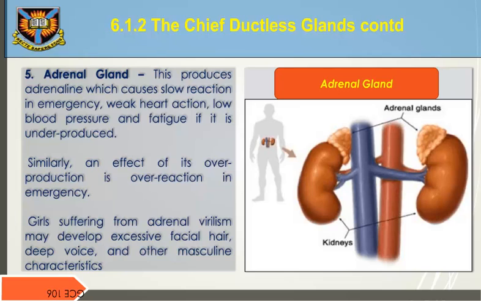5. Adrenal gland. This produces adrenaline, which causes slow reaction in emergency, weak heart action, low blood pressure, and fatigue if it is underproduced. Similarly, an effect of its overproduction is overreaction in emergency. Girls suffering from adrenaline release may develop excessive facial hair, deep voice, and other masculine characteristics.